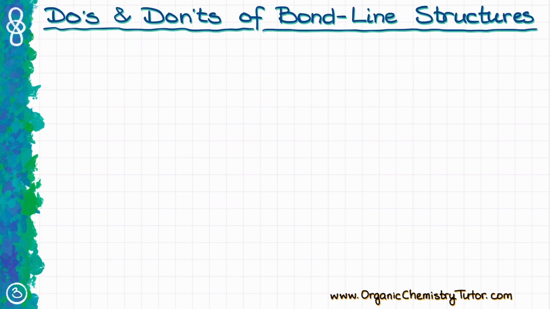So while we are talking about drawing the bond line structures, let's talk real quick about do's and don'ts of the bond line structures. First thing first, when you are drawing your bond line structures, always zigzag those. So I'm going to say zigzag over here. What I mean by that is, draw your structure in nice neat zigzags.